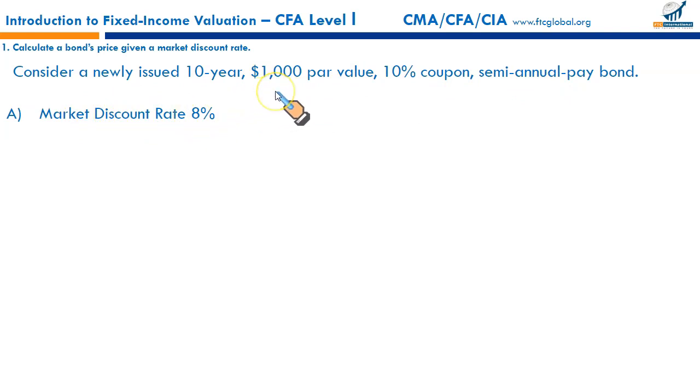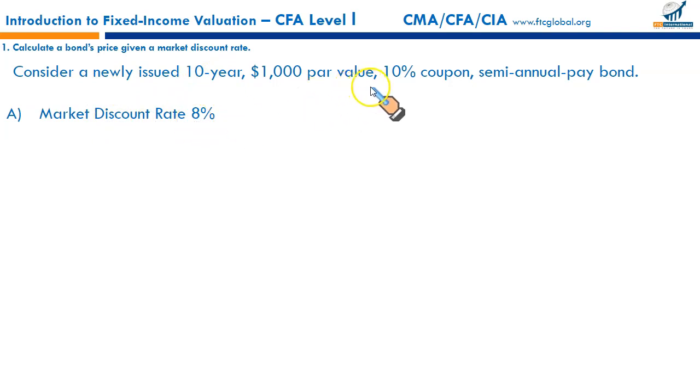Now we need to calculate the value or the price of this bond. In order to find the price of a semi-annual pay bond, we need to divide the coupon by 2. So the coupon will be 10 by 2, 5%, that is $50 every 6 months. Second, you will multiply the overall term of the bond by 2. So if it's 10 years, 10 times 2, the number of periods would be 20.